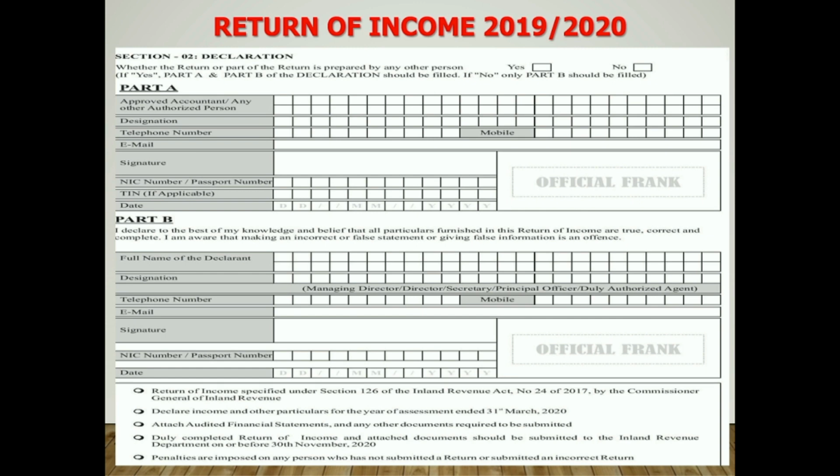You are required to fill the part B as a managing director, secretary, principal officer, or as authorized agent. Signature is compulsory, and without having the same, return of income will not be considered for income tax purpose as a self-assessment. Therefore, please ensure that you have correctly filled the part B of the declaration before the submission of your return.